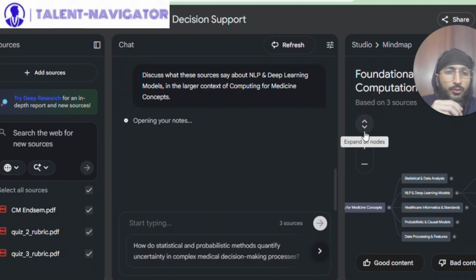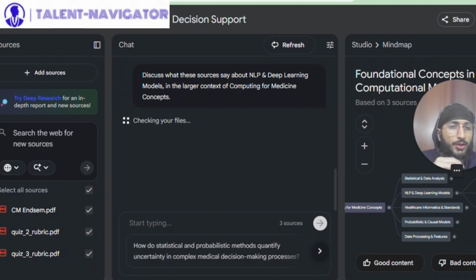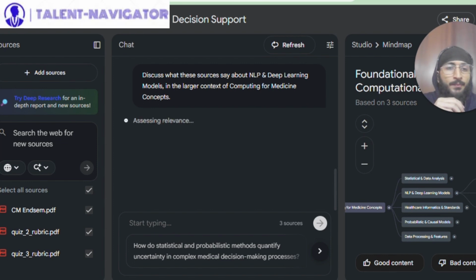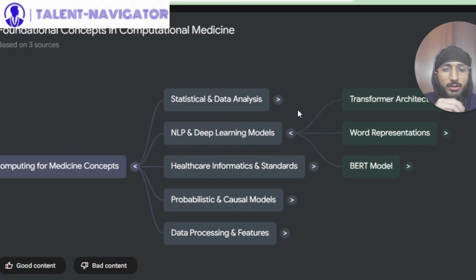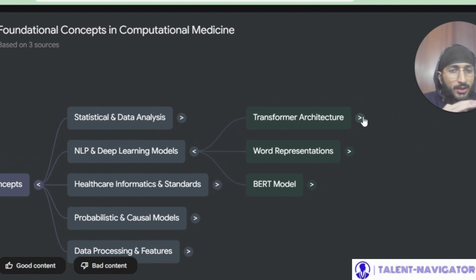All right, so moving to some foundational concepts in computational medicine. So basically, we have NLP and deep learning models. So we'll be discussing that. First, we'll be discussing transformer architecture.